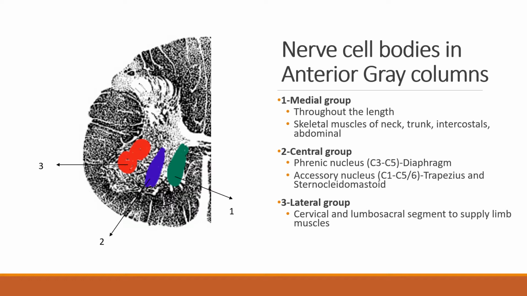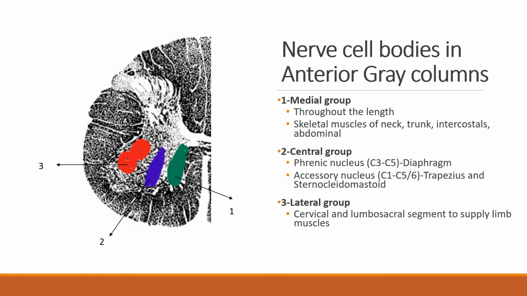The second group of neurons is a central group. Now this is going to be restricted only to cervical level. The first group is the phrenic nucleus. It is going to be present at C3, C4 and C5 and is responsible to supply the muscle of the diaphragm, which is the muscle of respiration. The second nucleus group is the accessory nuclear group. It extends from C1 to C5 and 6 and is responsible to supply the muscle of trapezius and sternocleidomastoid.